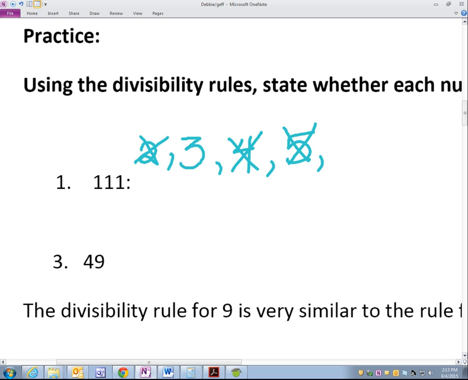Okay? How about 6? Why not? Because it's not divisible by 2 and 3. Good. Yes, because it's not divisible by 2, so that means it cannot be divisible by 6. Then we have, is it divisible by 10? No, it does not end in a 0.